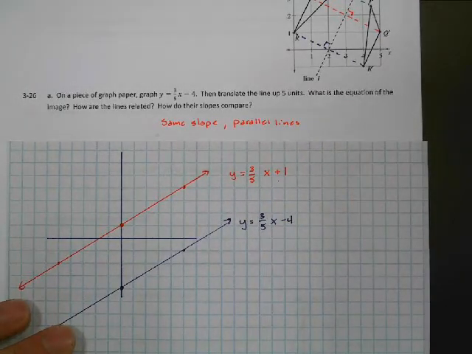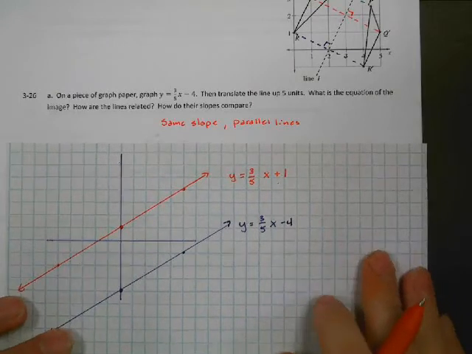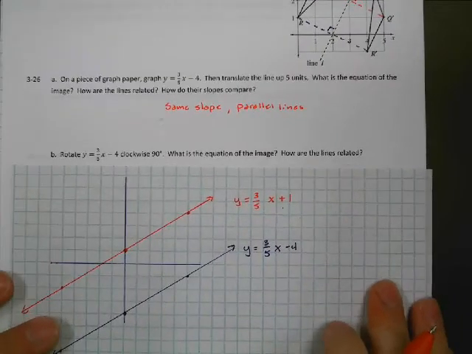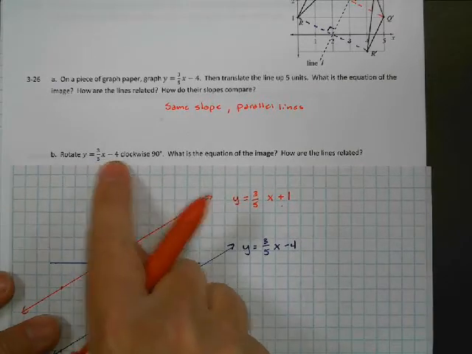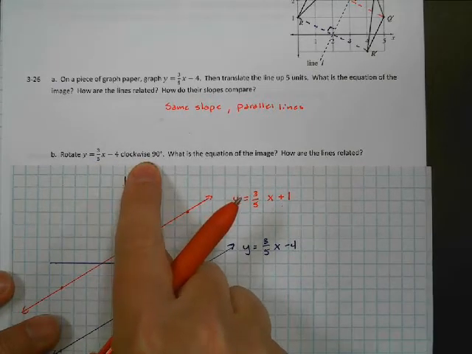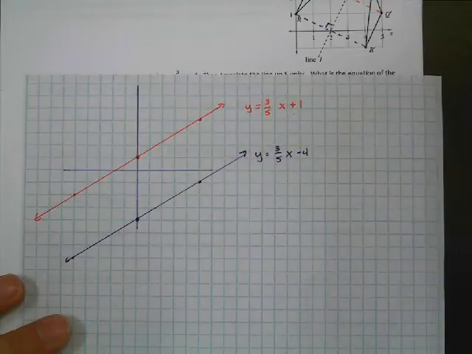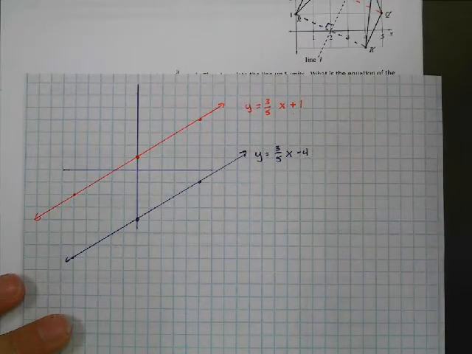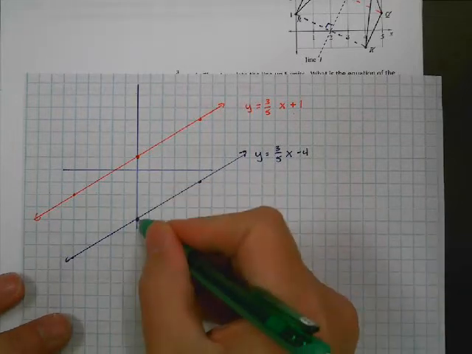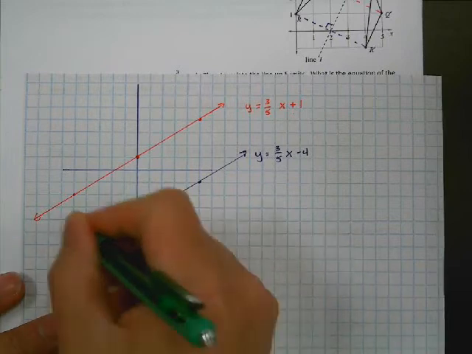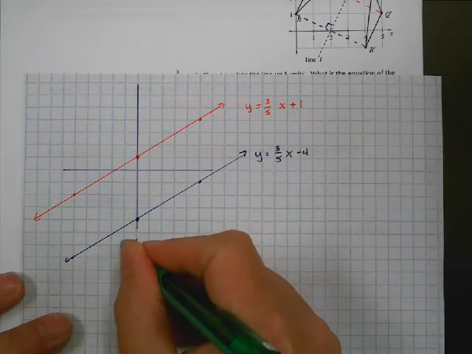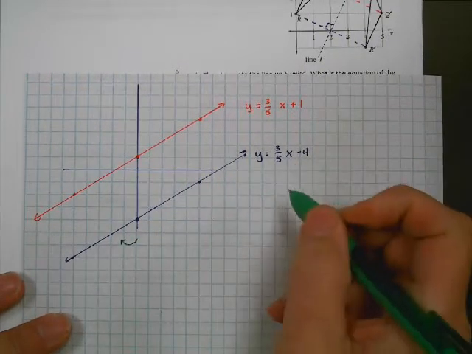All right. What else you got for me, problem? Now they want me to rotate the pre-image, so the blue line, 90 degrees clockwise. All right, so we talked about 90 degrees clockwise in one of our lessons. Let's do this one in green. So if I go 90 degrees clockwise, remember that that's this direction right here, so I'm going to go this direction over there, 90 degrees.